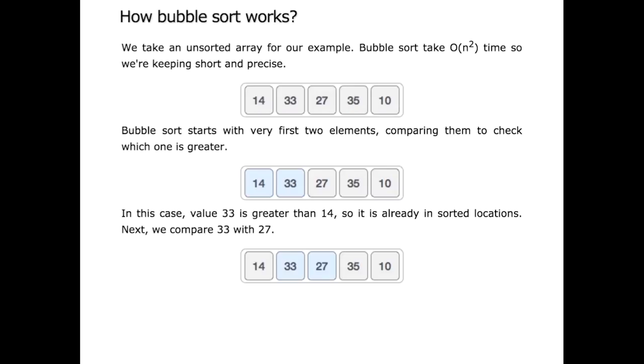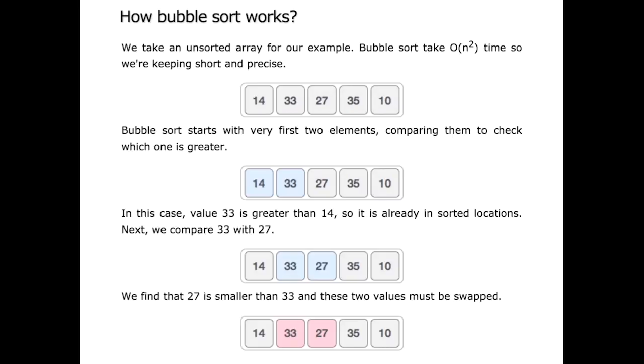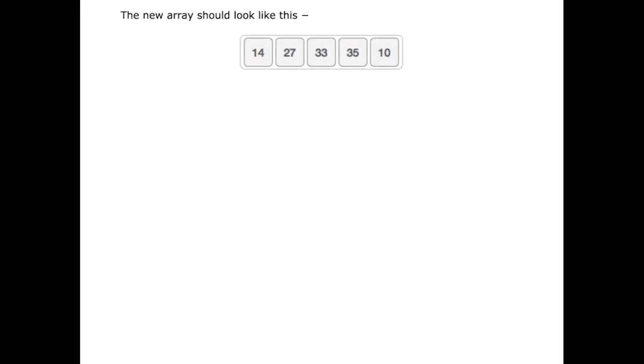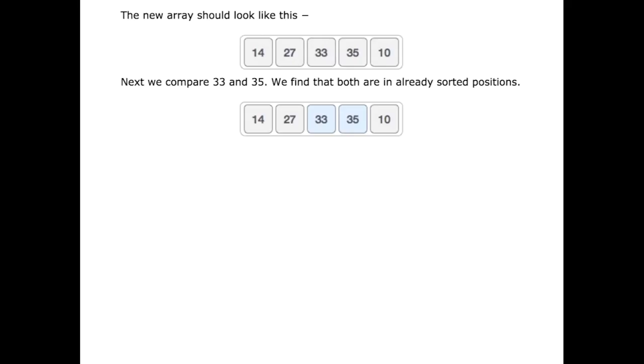of numbers, which is 33 and 27. We find that 27 is actually smaller than 33, so these values have got to be swapped. So after we've swapped them, we've now got 14, 27, 33, 35 and 10. We move on to the next set of values, and again we can see that they're already in the right position because 35 is greater than 33.